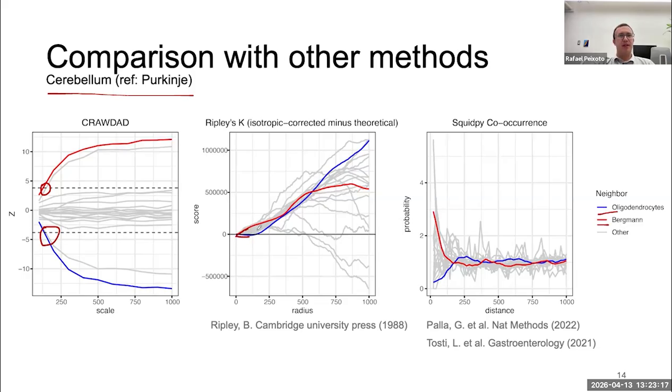There's no threshold that you can use to identify this, but then at later scales, once you increase Ripley's more, you see the opposite, and then you see a swift change in this relationship trend. And the same is true for the Squidpy co-occurrence. Initially, you see there's a higher score for the Bergmann glia, but then after a certain scale, they switch, and they switch again. And I'm not here to claim the other methods are wrong.